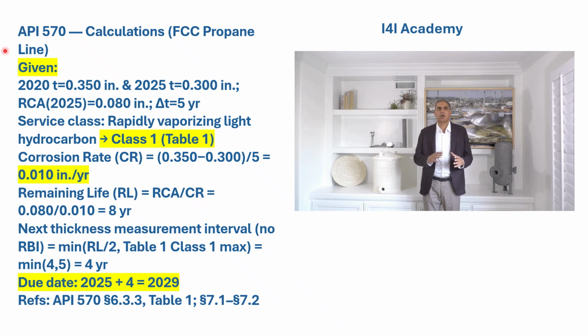In this video, we're going to solve an API 570 exam-style problem entirely by calculation. I'll read the scenario once, then walk through the logic, the equations, and the numbers out loud so you can follow along and copy the math on screen as I speak. We're in the FCC-unit gas concentration section.